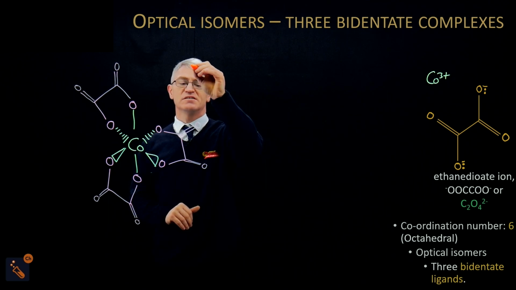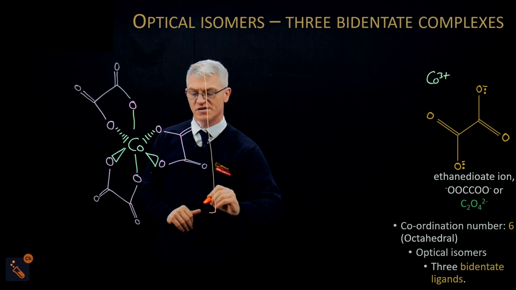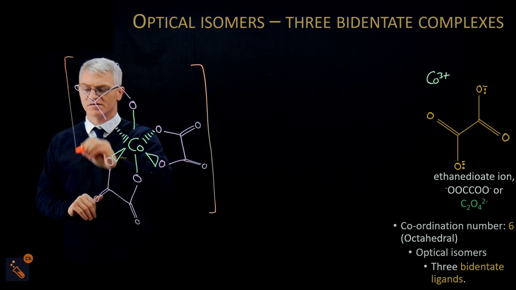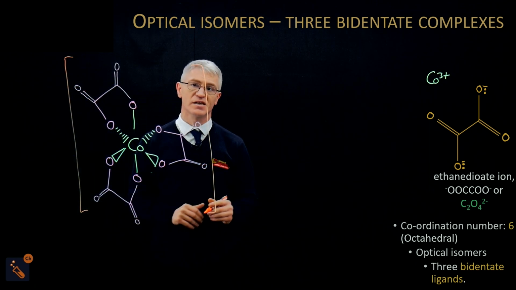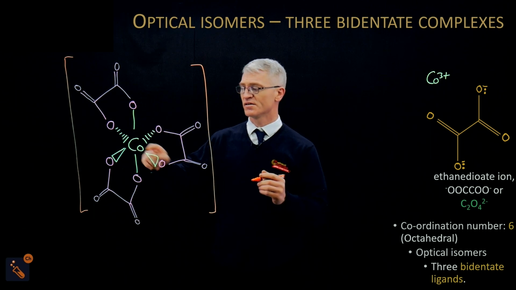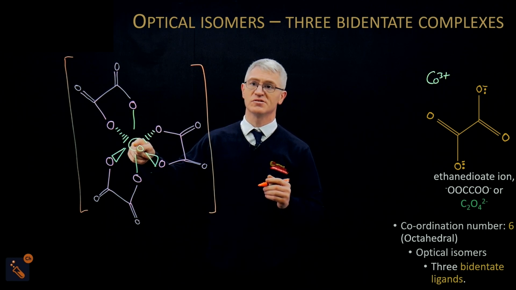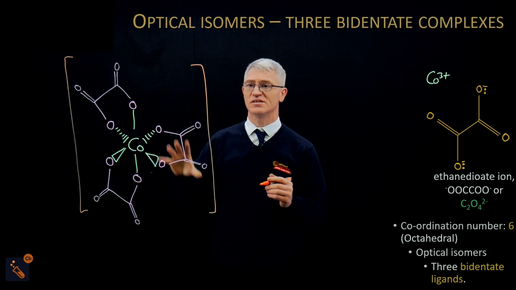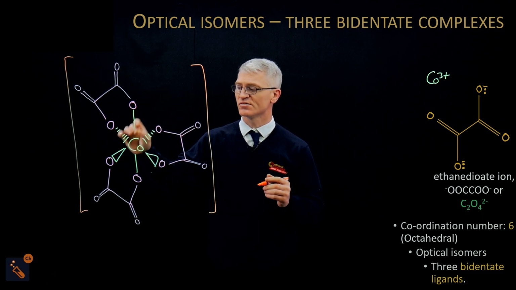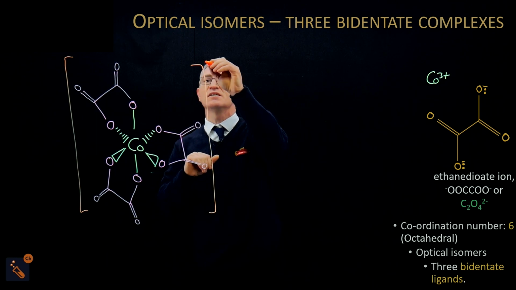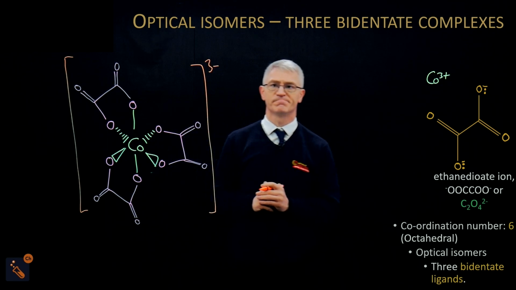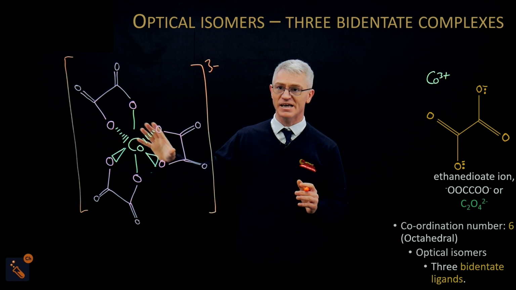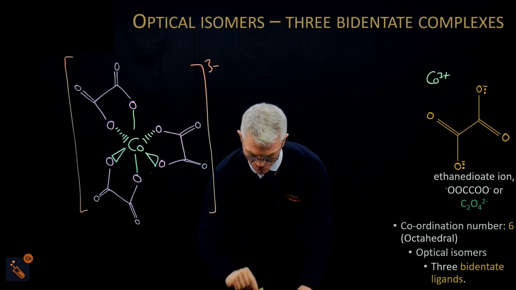All we have to do is then put a bracket around it, and then we have to say, right, okay, this central one is 3+. All of those are 2-, and there's 3 of them, so that's 6-. 6-, 3+, overall it is 3-. Okay, and that is your first one.